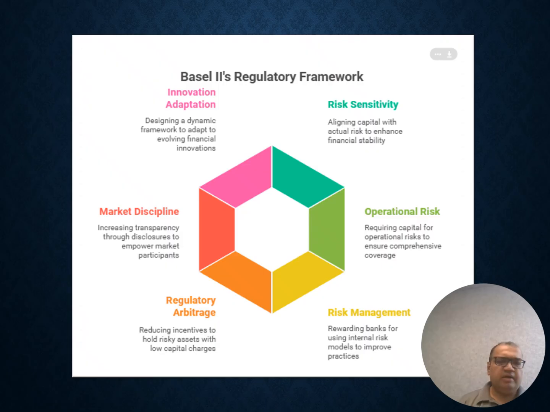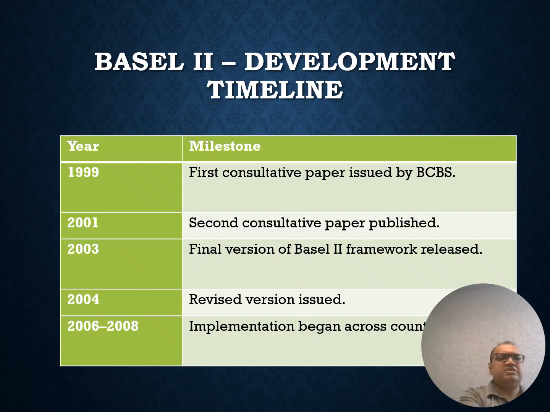Regulatory arbitrage, again, because it had measures which we will discuss in a subsequent slide, was reduced, though not eliminated. And of course, market discipline, which refers to the disclosures that are required. You have to keep the stakeholders in confidence. You have the stakeholders' money. Whatever you do should be disclosed in transparent, crisp language. Also, the central bank had to supervise the bank, so that element was also there. Then, Basel II development timeline: how did it come around?